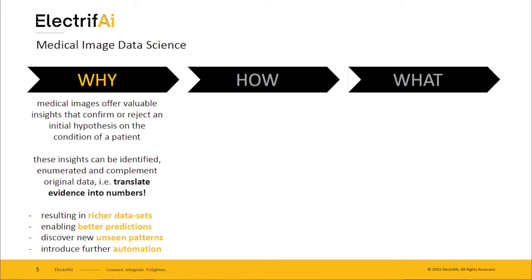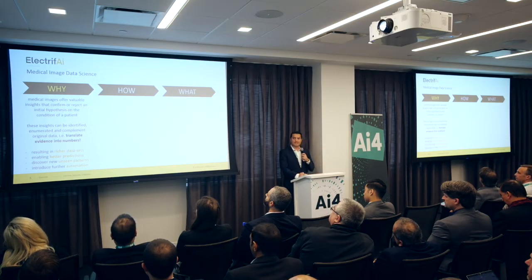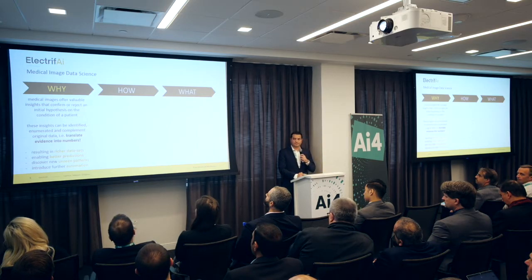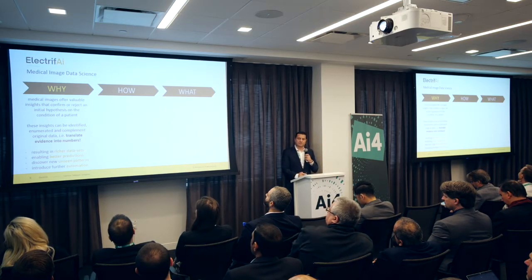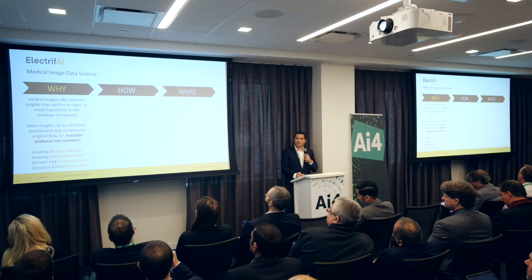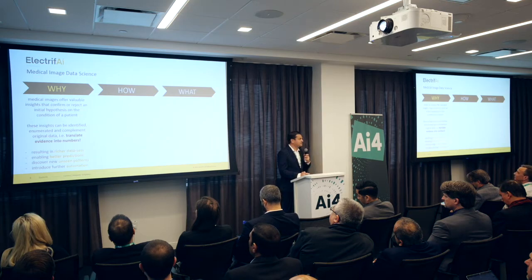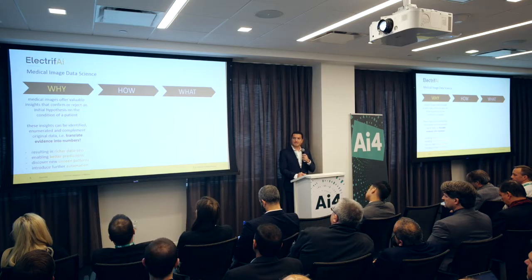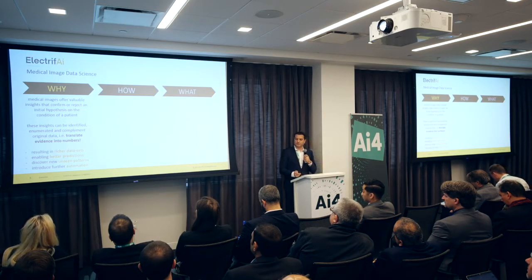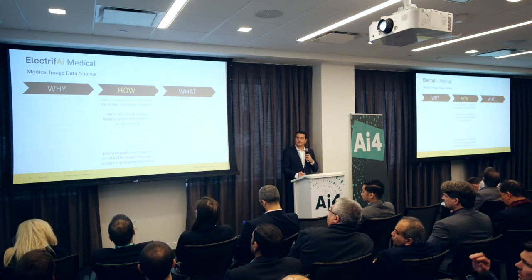So, we've got everything that we start with, which is the blood tests. And the question is, can we actually do a better data science if on top of that we were to add numbers that represent the conditions that are visualized? So pretty much the challenge becomes translate evidence into numbers. And by doing this, we are aiming at enriching our original data sets. We enable better predictions. We discover new unseen patterns simply because now we can combine optical and numerical data, and further introduce automation to greater extents. So how do we do that?